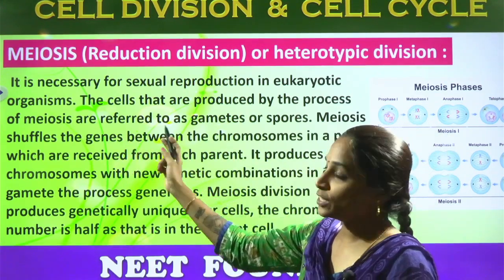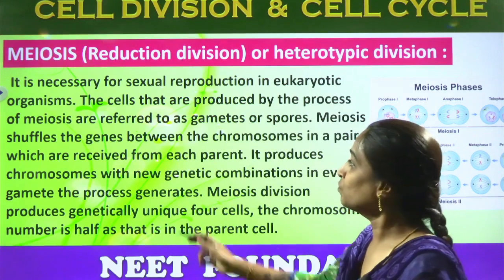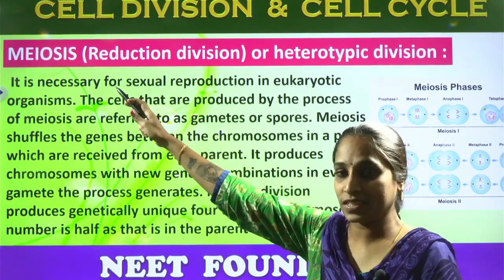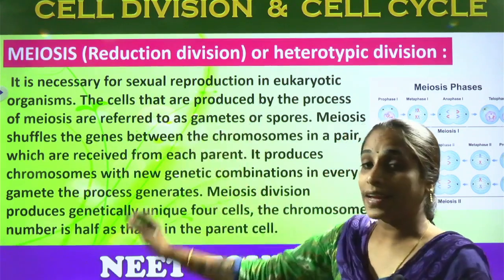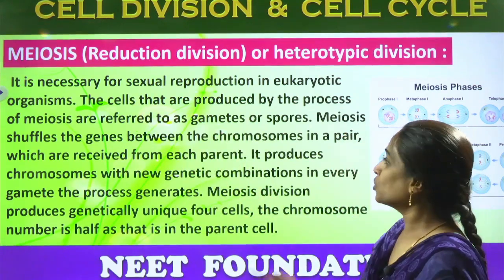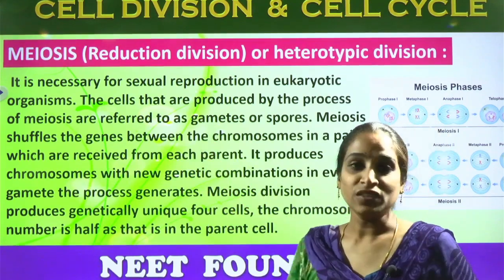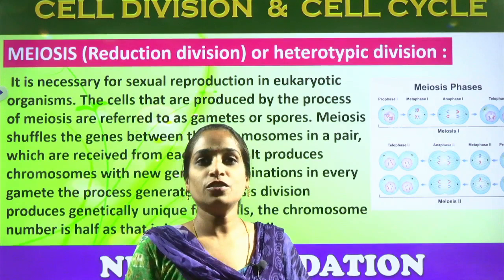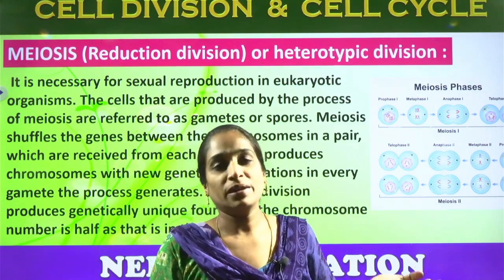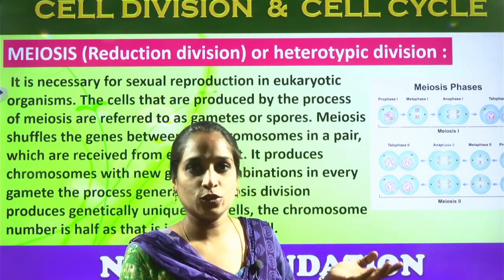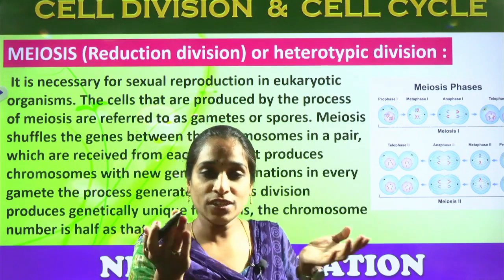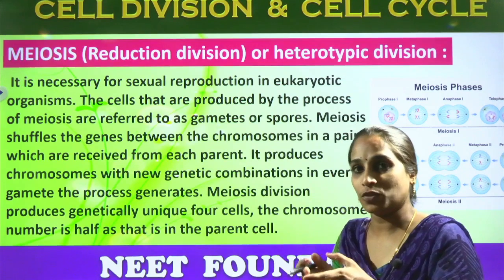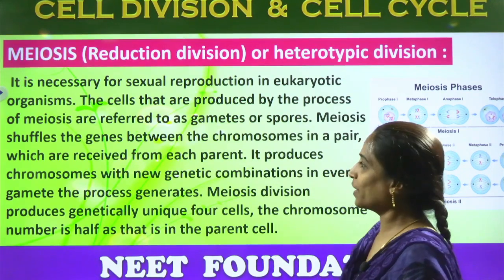The cells formed by meiotic cell division are considered gametes and spores. So this shuffles the genes. Inside the nucleus we can observe the genes, and each gene comes one from the paternal and one from the maternal side. There we can observe crossing over, right? This is a specificity of the meiosis process as compared to mitosis.